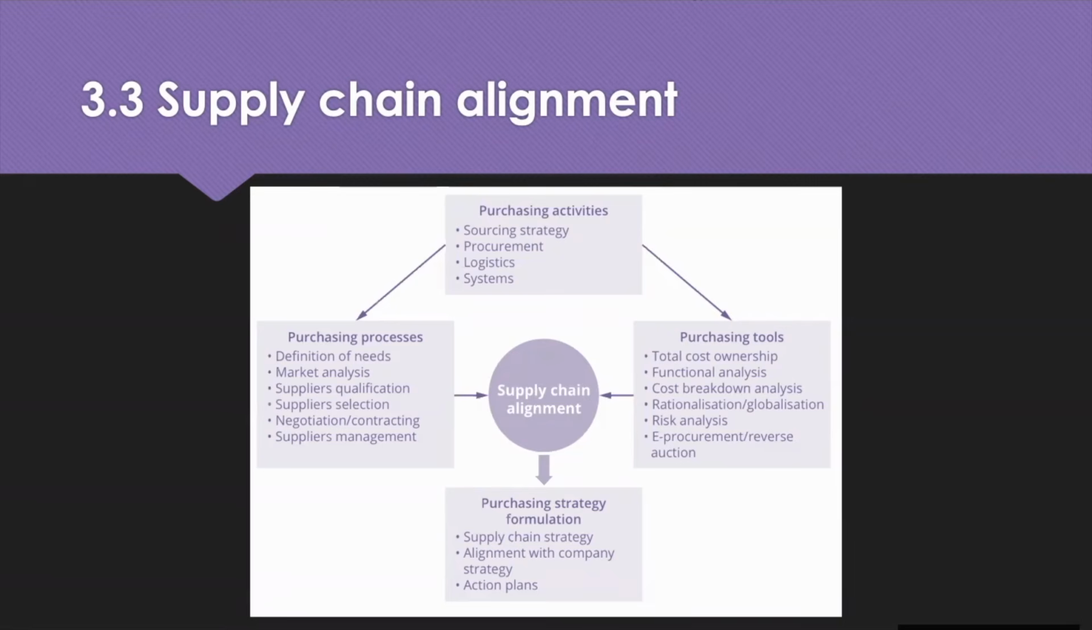So you've got your purchasing activities at the top, which look at your logistics, your procurement, your systems, and your sourcing strategies, the tools that you use in terms of total cost of ownership, risk analysis, cost breakdown, e-procurement, reverse auctions, the processes on the left from defining needs, analysing markets, pre-qualifying suppliers, and then the strategy at the bottom, which is your strategy for your supply chain, and making sure that it always aligns with your company strategy, and then developing those action plans to make sure you've got that corporate fit, support the whole supply chain, and use the available expertise and skills you have.